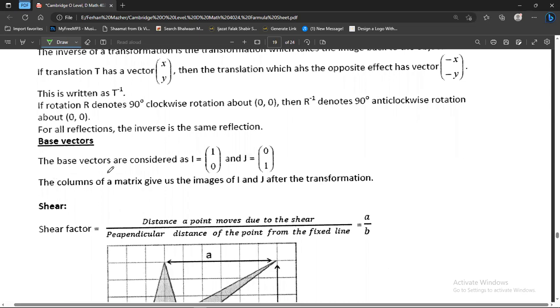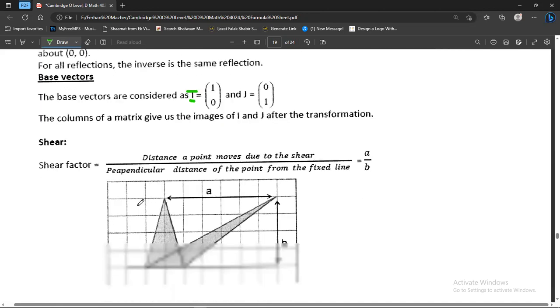Base vectors. The base vectors are considered as 1, 0, which is i, and j is 0, 1. The columns of a matrix give us the images of i and j after the transformation.